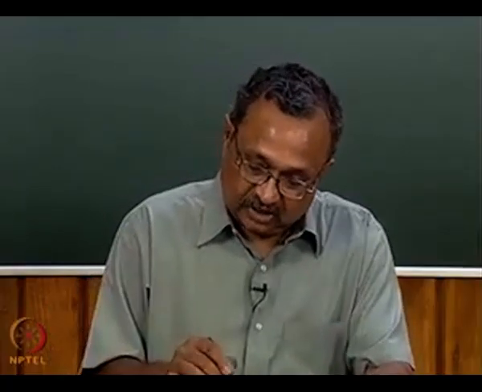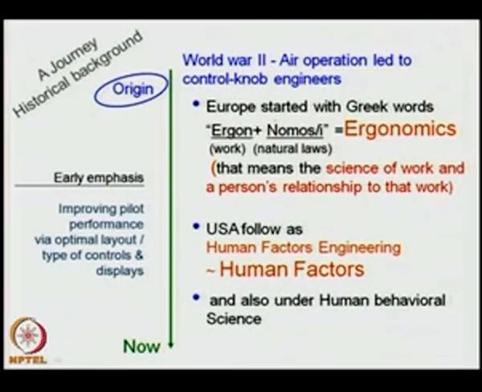Now, in Europe, it started as ergonomics. These two Greek words, ergon and nomos: ergon is the unit of work, or work, and nomos is the natural law. These two words combined together made ergonomics. That means the science of work and a person's relationship to that work.